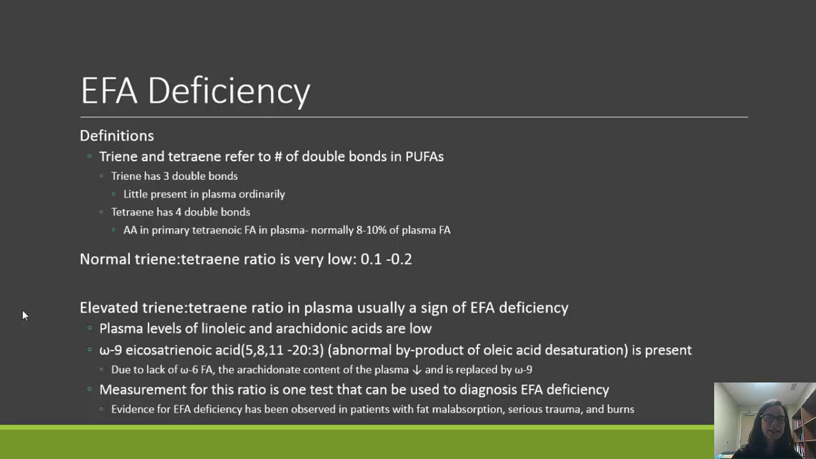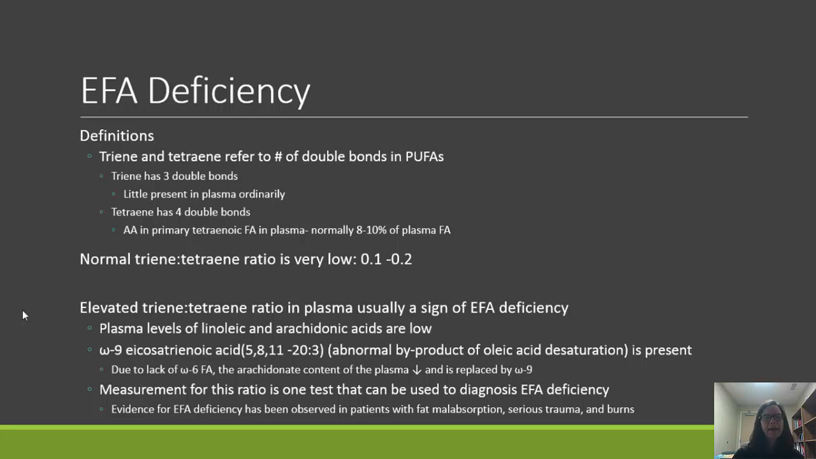Our primary tetraene is arachidonic acid, and it's normally about 8 to 10% of our plasma fatty acids. Now, our normal triene to tetraene ratio is really low, just about 0.1 to 0.2, because we don't really have many trienes in our plasma ordinarily. So we have a really low ratio.